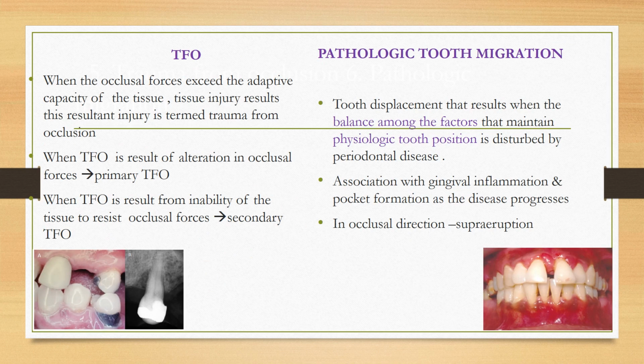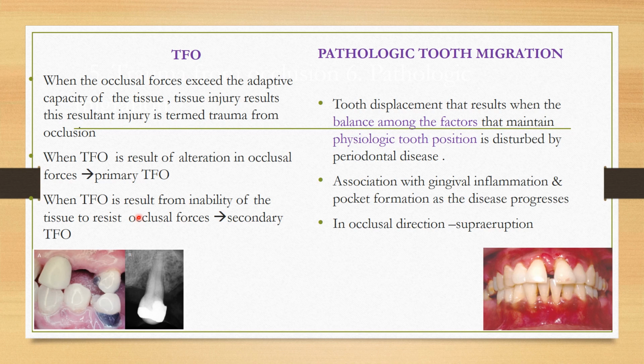So coming to the trauma from occlusion. When the occlusal forces exceed the adaptive capacity of the tissue, injury results, and the resultant injury is termed as trauma from occlusion. So there are two types, primary and secondary. When TFO is the result of alteration in the occlusal forces, for example you can see that in the first picture there is alteration in the occlusal forces due to the cross bite, abnormal bite. So this can lead to primary TFO.